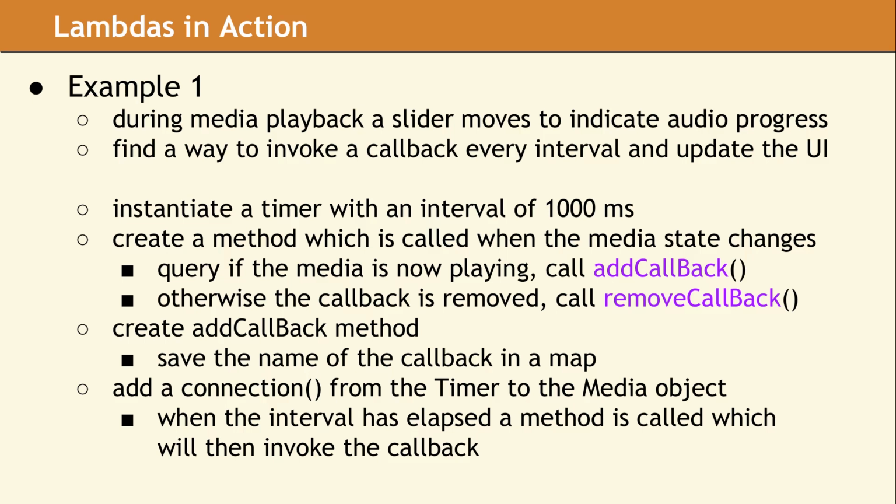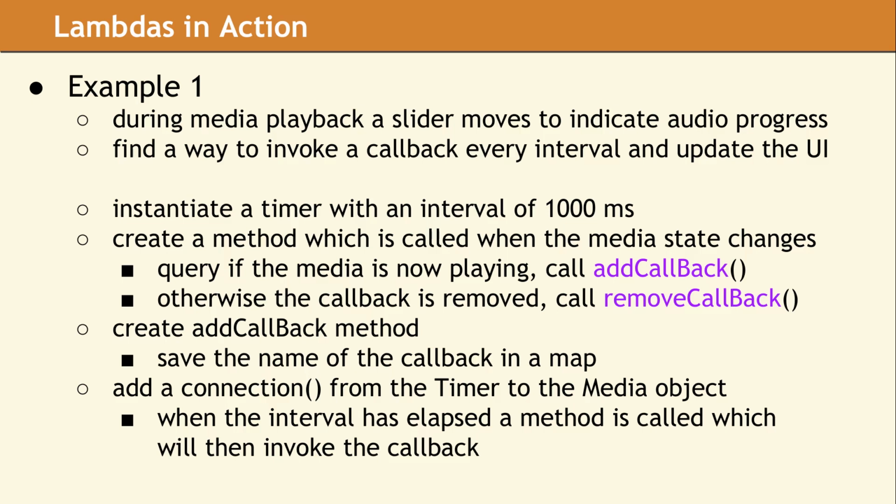The first step is to set up a timer, which will trigger once per second. We also need a method which is called every time the audio changes state. When the media starts, we want to add a new callback. Otherwise, we want to remove the corresponding callback. These two methods are called AddCallback and RemoveCallback. The implementation of AddCallback is where the actual callback function object is created.